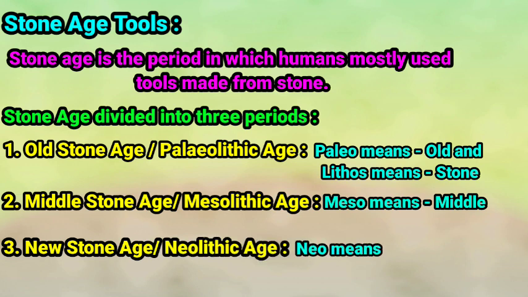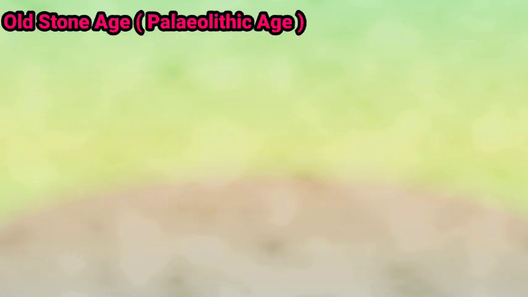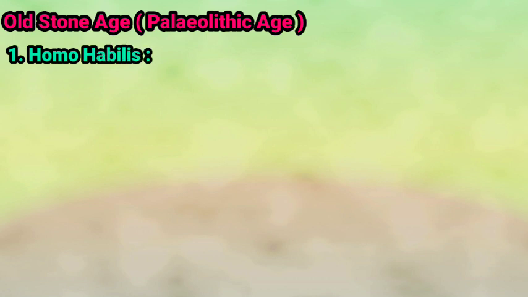Neo means new. So, children, on the basis of the shape and types of tools, the Stone Age is divided into these three periods. Now, first, we are going to learn about stone tools from the Old Stone Age or Paleolithic Age. We will study these tools along with the stages of evolution of mankind. Number 1, Homo habilis. This is the first stage of evolution of mankind. Therefore, first we introduce the tools of Homo habilis.